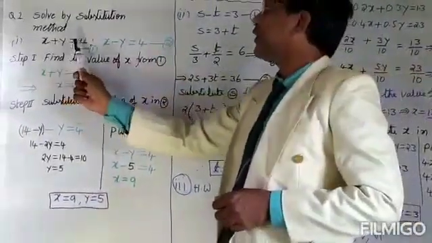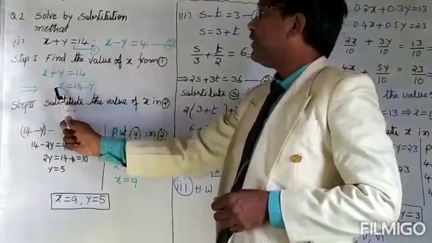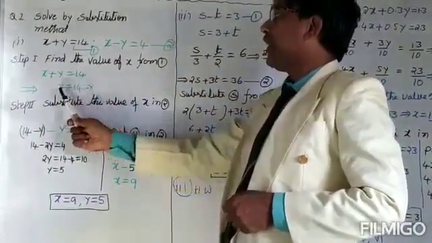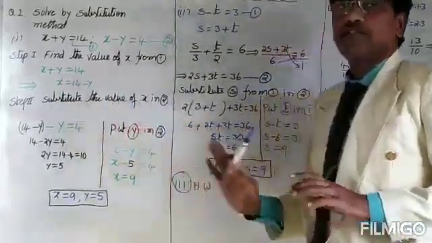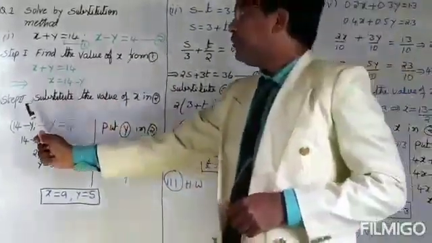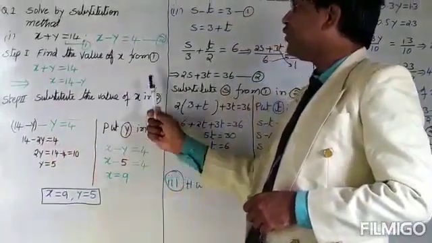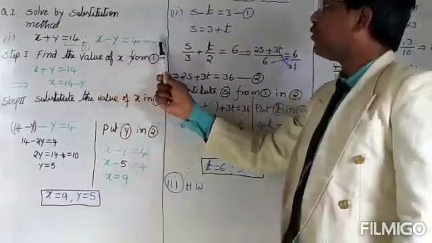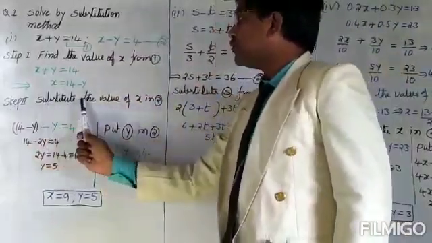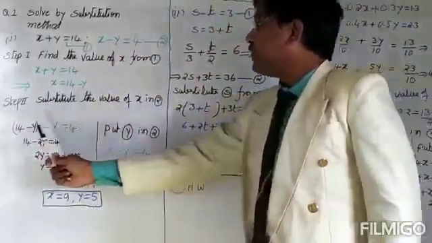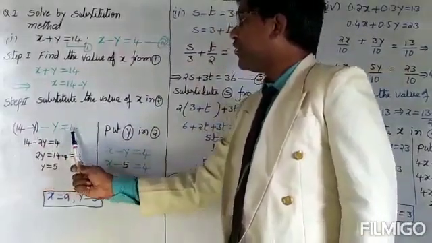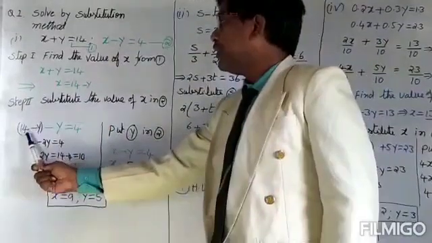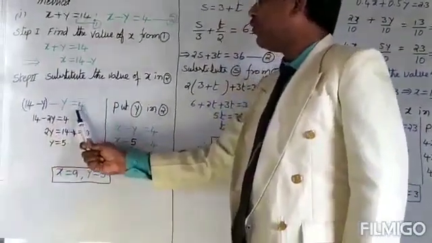This is x plus y equal to 14. So here y transposes to this side: 14 minus y. x equal to 14 minus y. First step over. The second step: substitute the value of x in 2. I mean equation number 2 is x minus y equal to 4. So step 2 is substitute the value of x in 2. Instead of x I substitute 14 minus y. So 14 minus y minus y equal to 4.